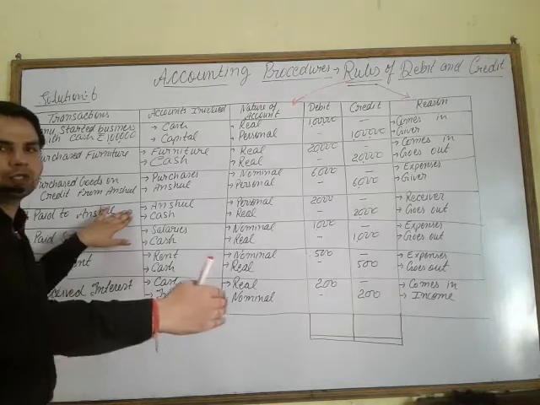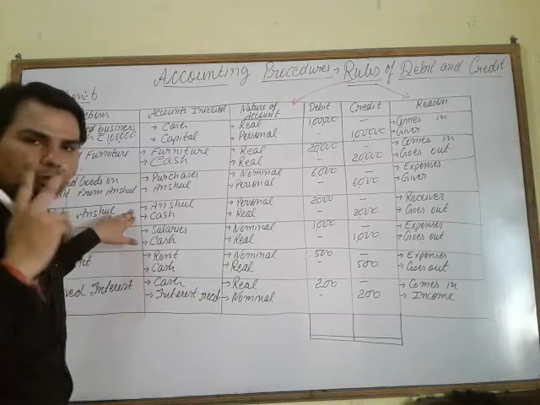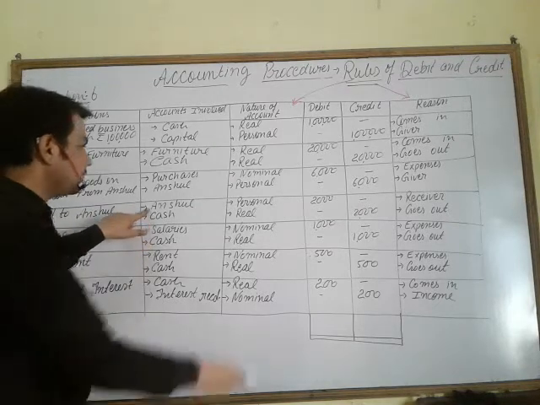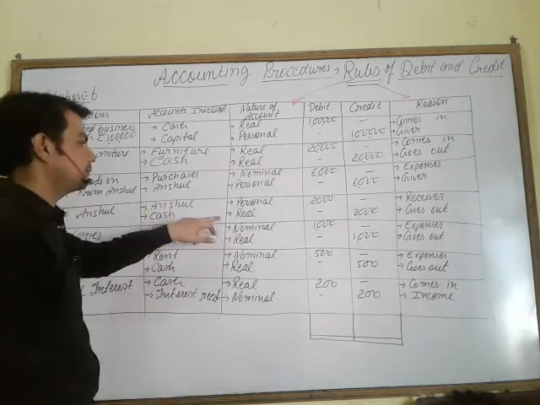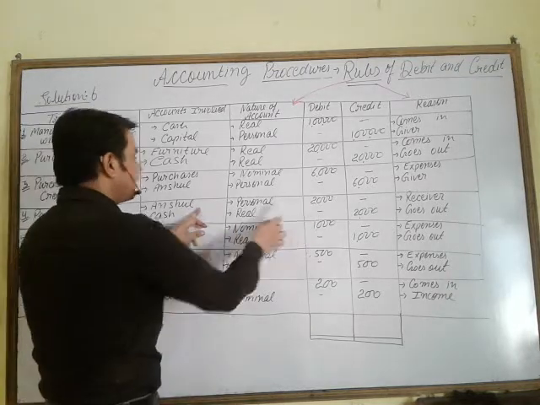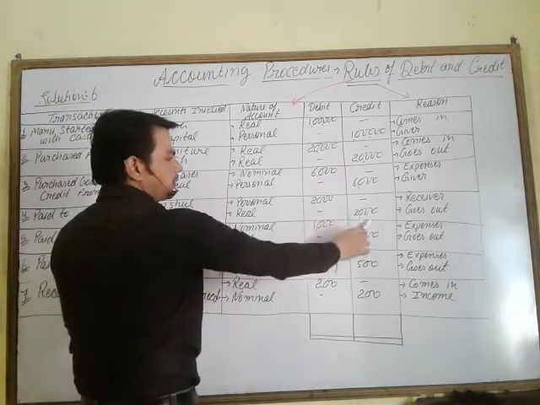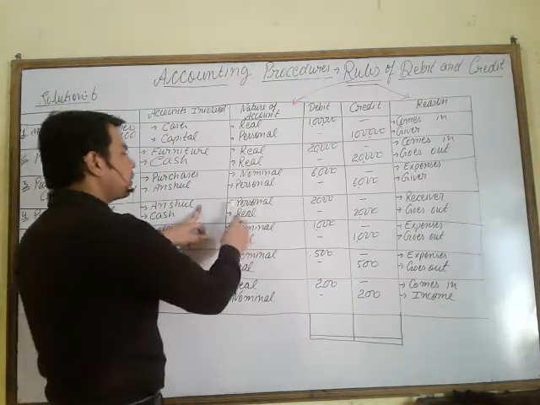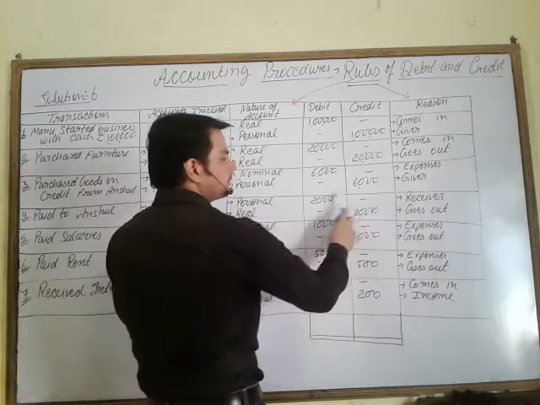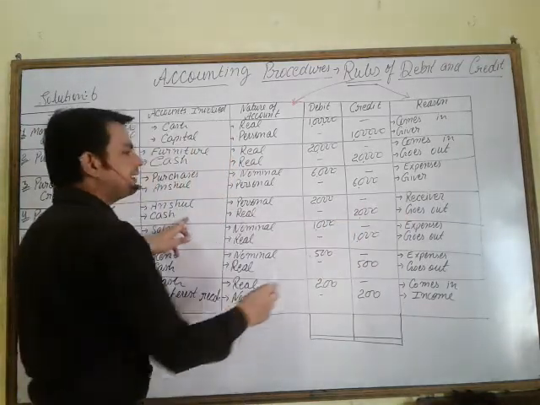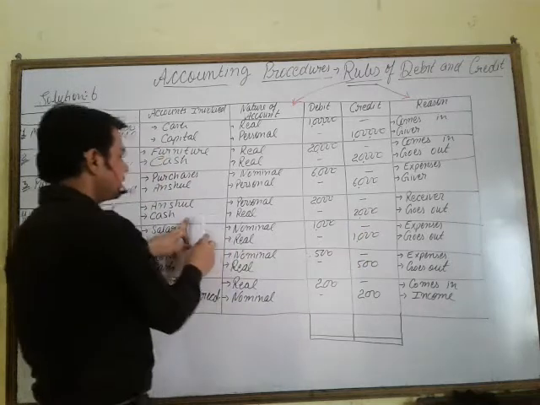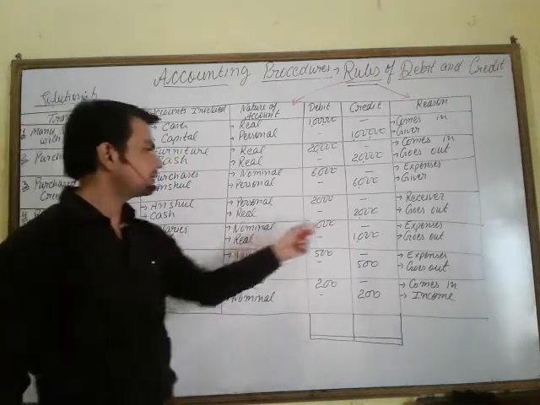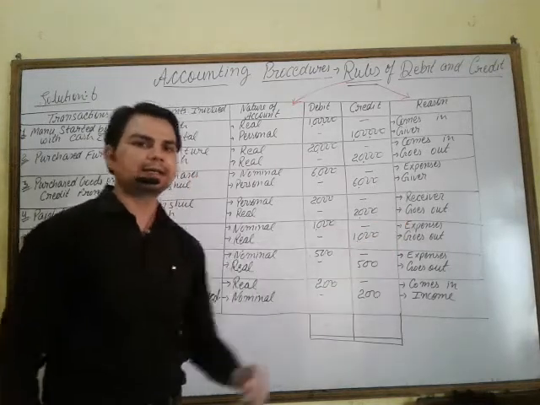Next. Paid to Anshul. When we are paying to Anshul, there are two accounts involved, Anshul and cash. Anshul is a personal account, cash is a real account. Anshul should be debited and cash should be credited here with the amount 2000. Why should Anshul be debited? Because we debit the receiver and we credit what goes out. Cash is going, that's why we have credited the cash. Reason: cash goes out. What goes out is credited.